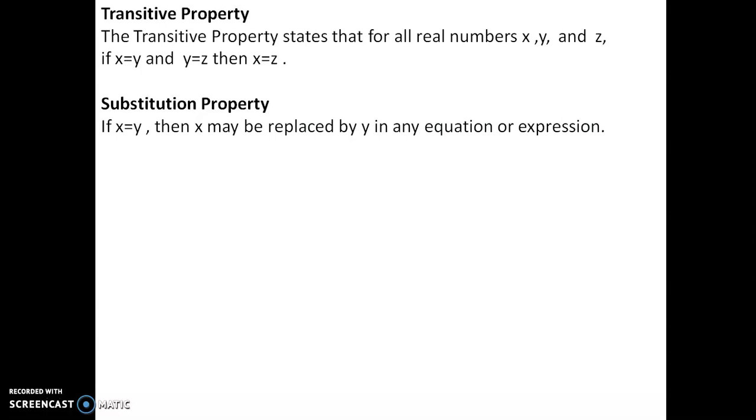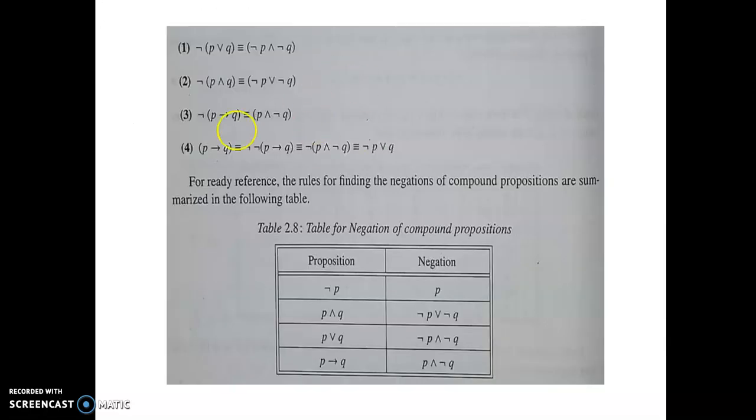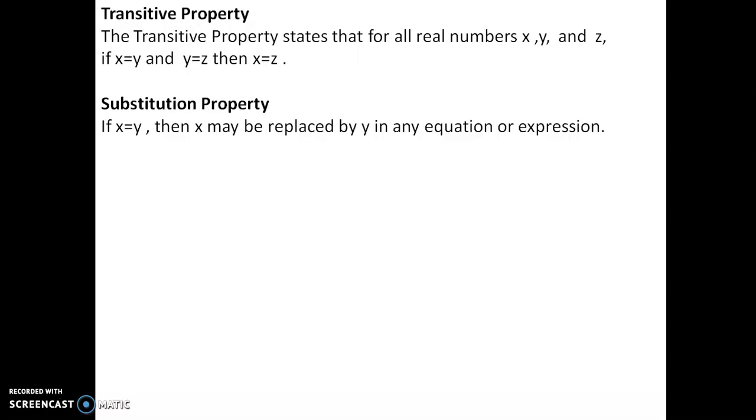And the transitive property states that for all real numbers x, y, z, if x is equal to y and y is equal to z, then x will be equal to z. Substitution: if x is equal to y, then x may be replaced by y in any equation or expression. So till here we have just seen the laws and some of the equations, which can even be proved by using the truth table. Let's not prove them using a truth table, let's keep it in mind, and we'll solve some problems. Okay, thank you.